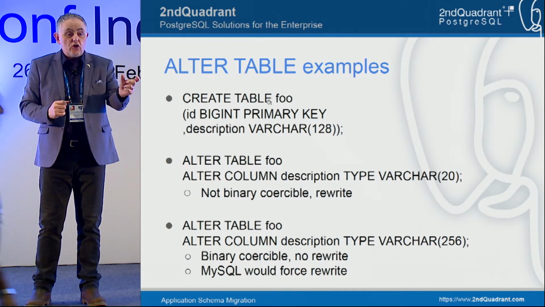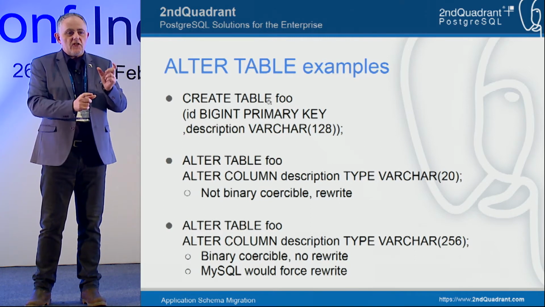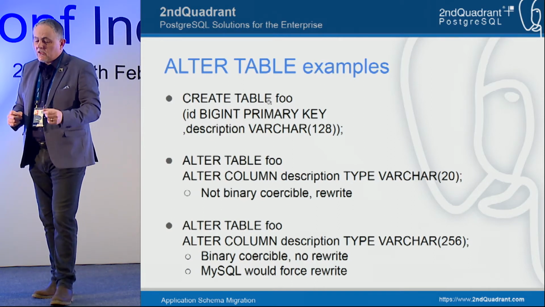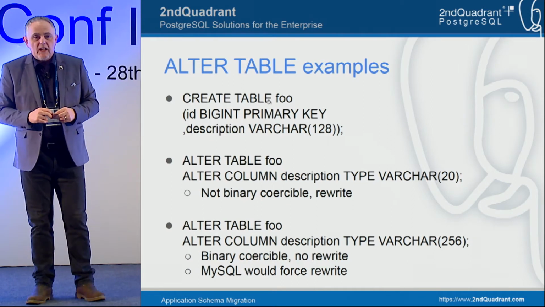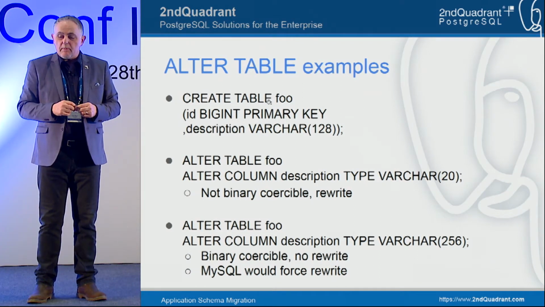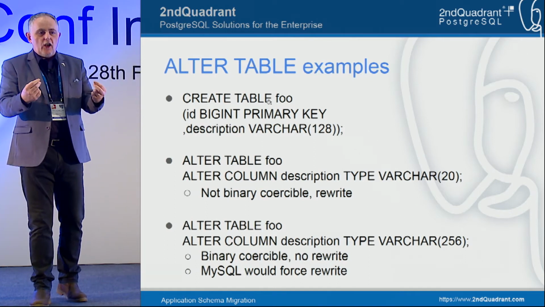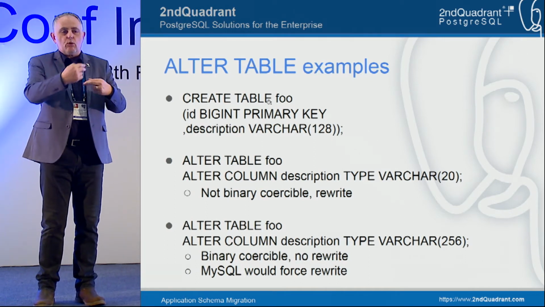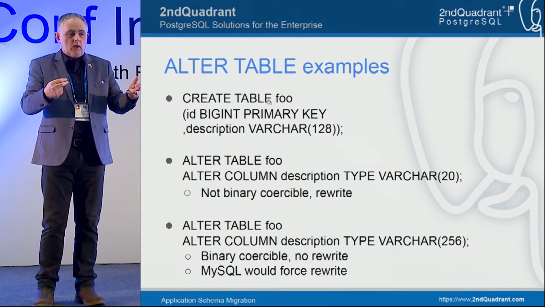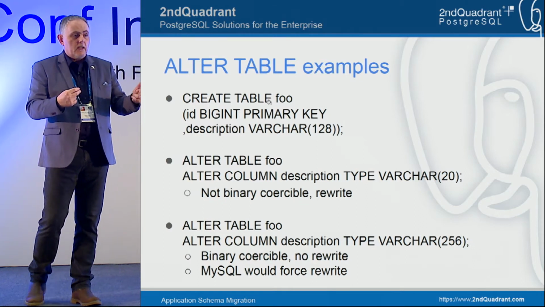Well, obviously an integer is 4 bytes and a bigint is 8 bytes, and there's no way that you can make one work inside the other. So that's not binary coercible, and it causes a complete rewrite of the table. So let me just remind you again, the rewrite operation will fully lock the table, and it will rewrite every row in that table. So if you've got a 1 terabyte table, then that is going to run for a very, very long time, okay?